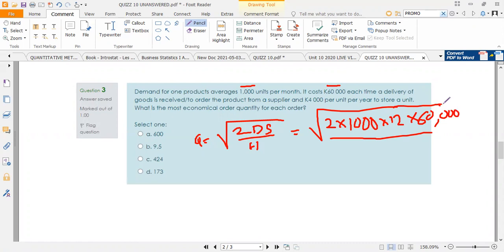Then everything divided by our handling costs, which are the costs associated with handling. We mentioned storage is part of it, security is part of it. So when you divide this by 4,000, what are we getting? After everything, we are getting 600 units. Yes, 600 is our final answer. So this is what we call our economic order quantity.